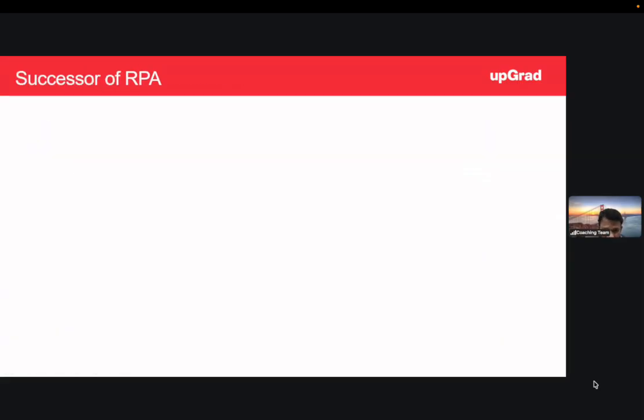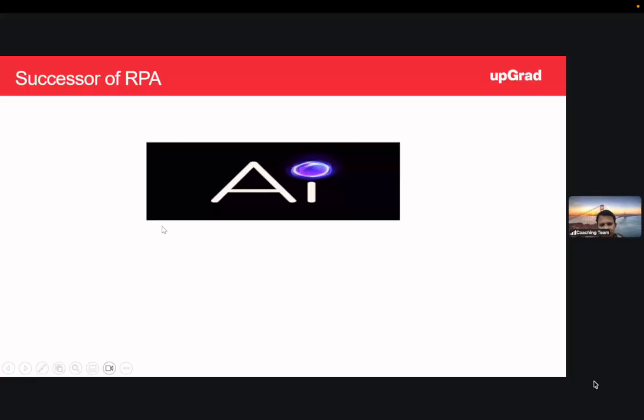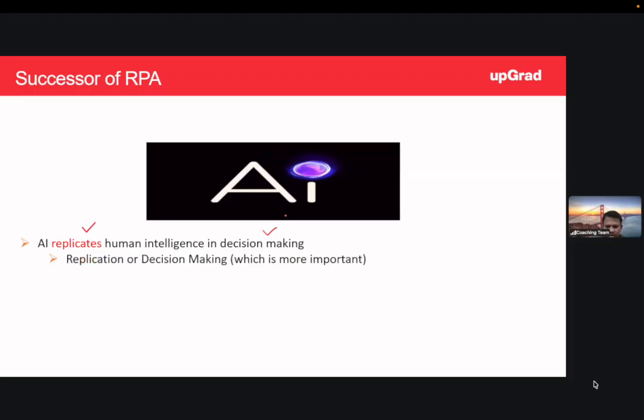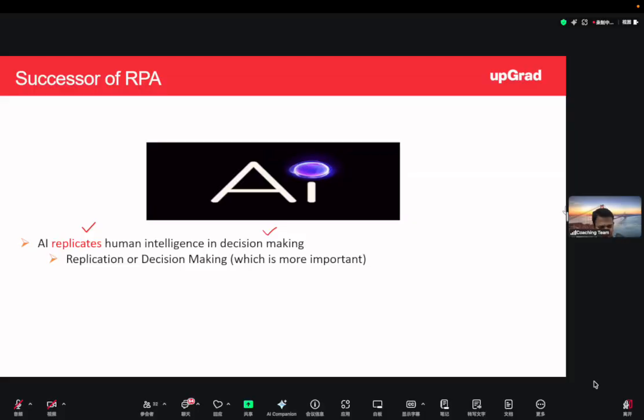Okay, what is next to RPA? We have seen predecessors of RPA. The successor is obviously AI, because AI can replicate human intelligence, especially during decision making. Now, there are two scenarios here. One is replicating the process of making a decision, and the other is taking the decision itself directly. Which one do you think is more important? Which one do you think your model should understand first?